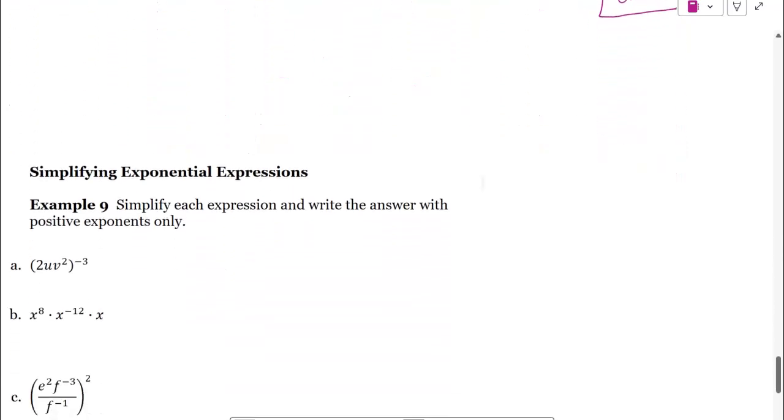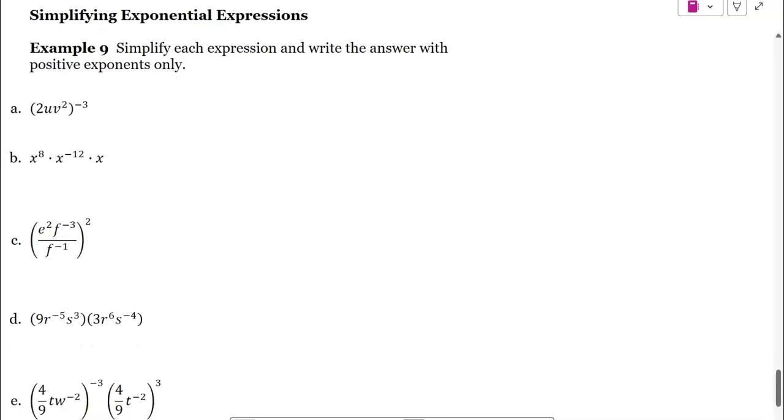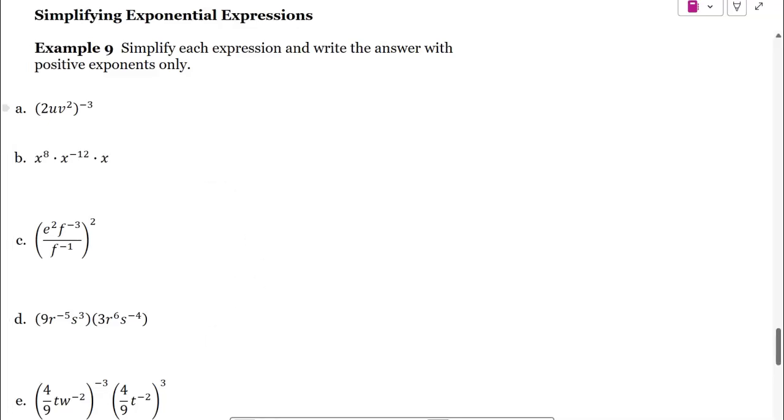Moving on to example 9. Simplifying exponential expressions. Simplify each expression and write the answer with positive exponents only. So this is sort of combining everything that we've learned in this section. For example A, I've got 3 separate items that are in parentheses, 2, u, and v squared, and they're all being raised to the negative third power.